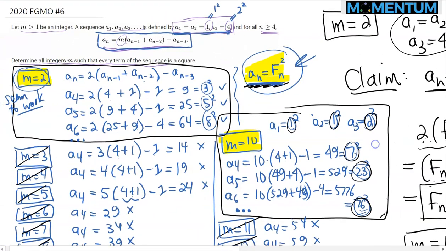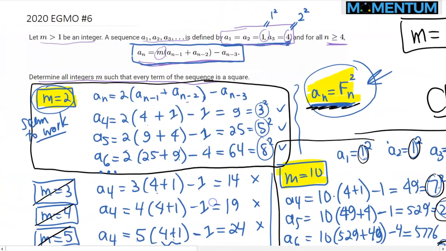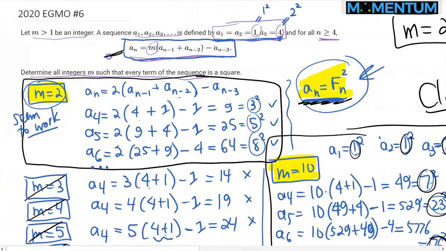So going back to our original problem, this recursive equation will yield perfect squares. Each of the terms in this sequence defined as such recursively will end up being perfect squares only when m is equal to 2 or 10, as we have proven it.